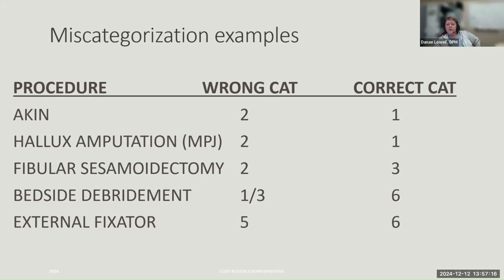An isolated sesamoidectomy is logged as Category 3, not Category 2 for first rays. If it is done as part of a bunion correction or partial first ray amputation, it cannot be logged separately at all. Bedside debridement counts towards Category 6. Only those procedures performed in the OR can be counted towards Categories 1 through 5. And again, applying an external fixator, even with as much work as it requires, counts as Category 6 rather than Category 5.